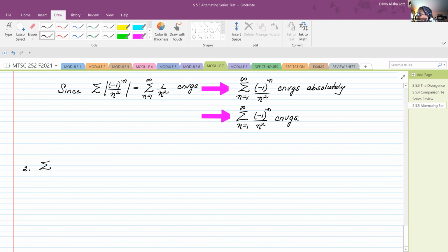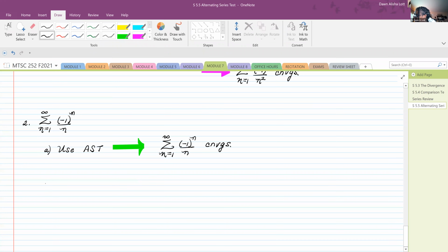Summation n equals 1 to infinity of minus 1 to the n over n. Okay, so A, if I use the alternating series test, it will tell me that the summation n equals 1 to infinity of minus 1 to the n over n does converge. Okay, so does it converge absolutely?